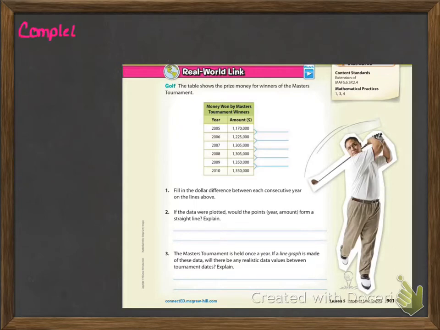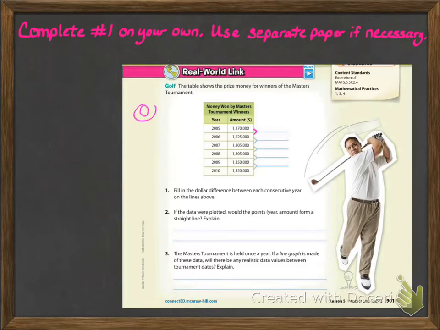What I would like for you to do first on your own is question number 1. I want you to fill in the dollar difference between consecutive years on the lines above. So here, you're going to take the first two numbers and subtract them because you're finding the difference. Remember, when you're subtracting, you need to put the second number, which is the bigger number, on top and subtract. You have plenty of room over here in this area.